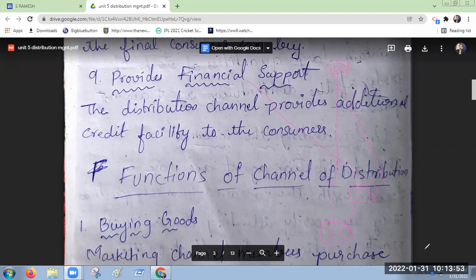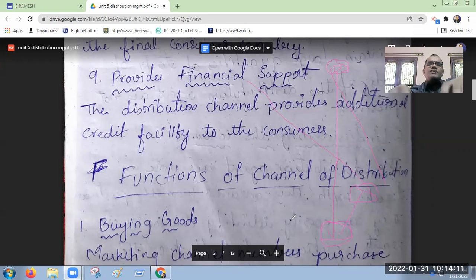Okay. So the retailer will provide on a credit basis, and the wholesaler will provide on a credit basis or installment basis, and sometimes the agent will provide help to the customer so that the customer can purchase goods and services without any hindrance, without any problem, without any hitch. Okay. So those are the functions performed by channels of distribution.